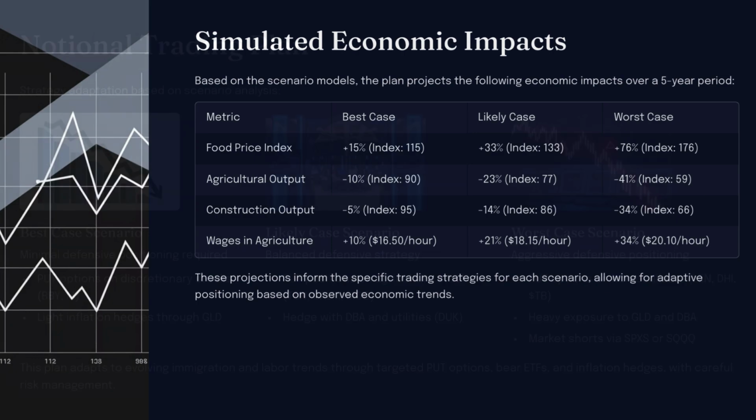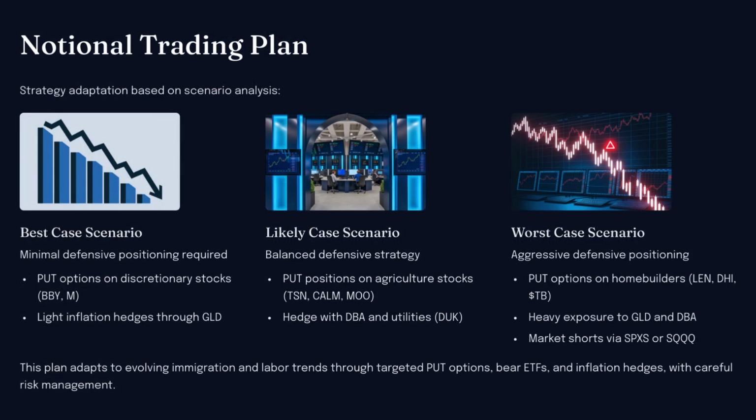How do we position ourselves? For best case, light put positions on consumer discretionary stocks. Small hedges with gold and inflation-resistant ETFs could be an action trading plan. For likely case, we want to increase put exposure in agriculture-heavy stocks and balance with long positions in utilities and commodities. Finally, in the worst case, aggressive shorting in home builders and food producers, heavy allocations to gold and agricultural ETFs, and broader market hedging using bear ETFs like SPXS.